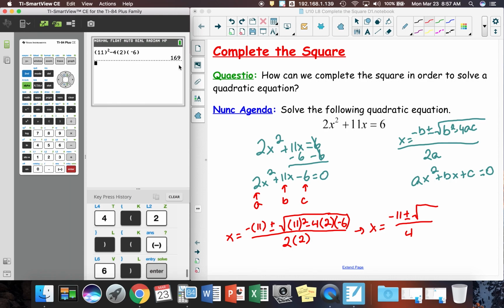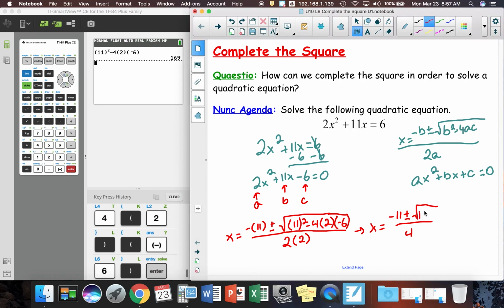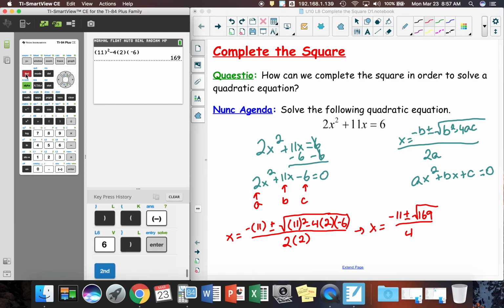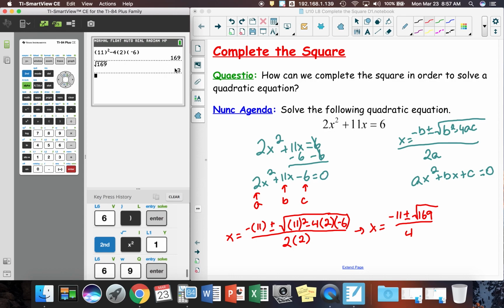Alright, so we get 169. And I'm going to write that in here. Now 169, that's a pretty big number. First thing that we should always do is check to see if this number is a perfect square. In order to do that, we're going to press second square root and 169. If it's a perfect square, we're going to write the actual number. And if not, we're going to see if we can simplify it. So in this case, square root of 169 is a perfect square. It's equal to 13.